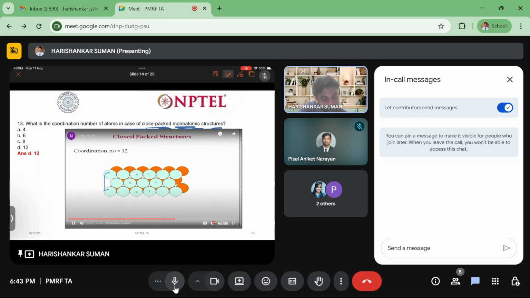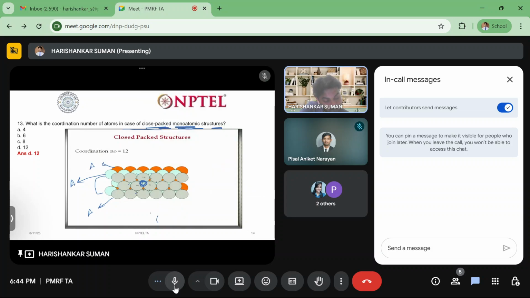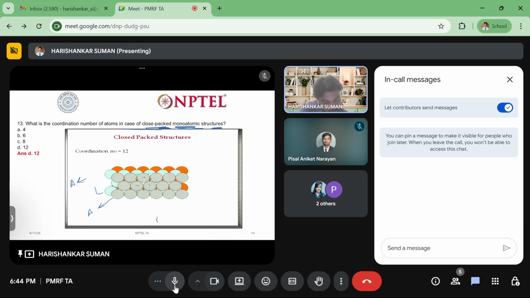Now let's move forward. In the same layer of this atom, there are 6 more, 4, 5, 6, 7, 8, 9, and on top of all, this is an A type atom. So how many atoms are touched by this atom? 12. That's why the coordination number is 12.